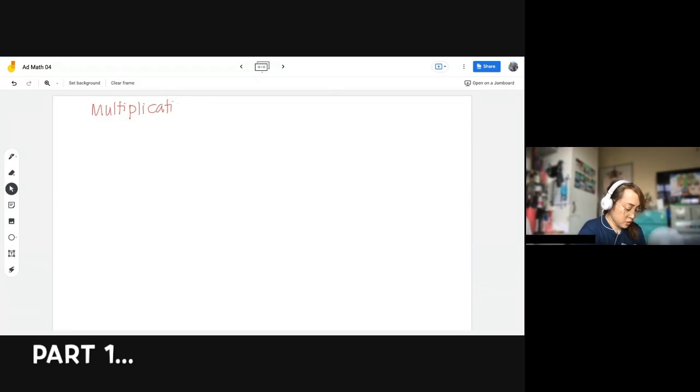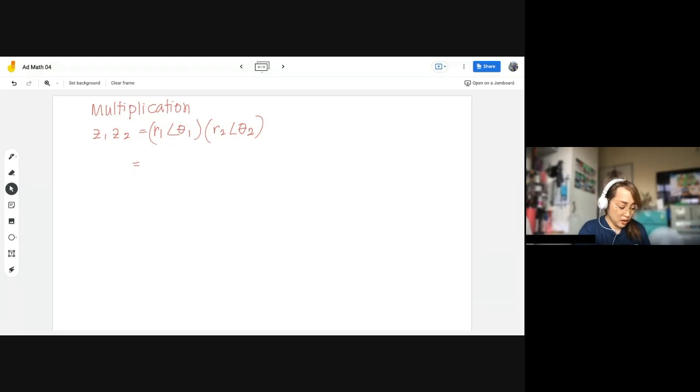Multiplication: Z1 times Z2 equals R1 bar angle theta 1 times R2 bar angle theta 2. What you can do there is multiply the R's, then add the thetas. This example: Z1 is equal to 5 plus j8, Z2 is 3 plus j9. The answer should be 15 plus j.